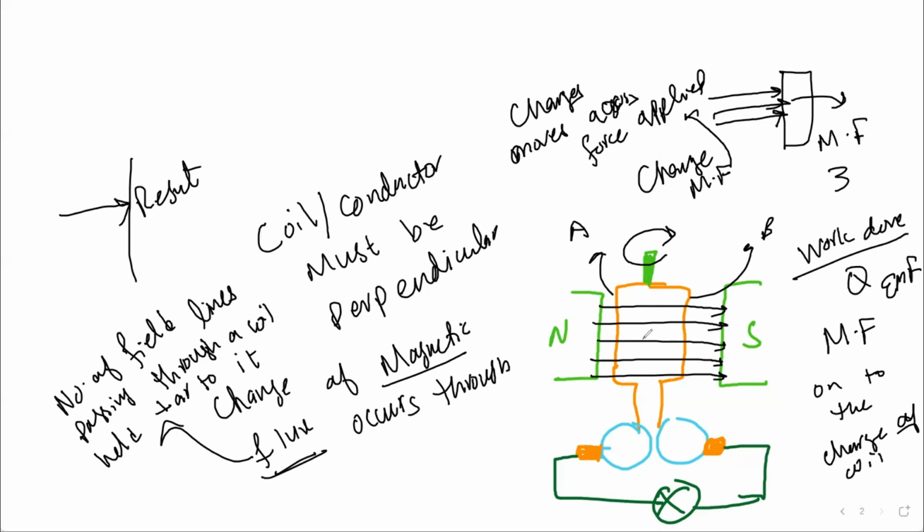So we mechanically rotated the coil of the generator across the magnetic field. Due to that mechanical movement, the number of field lines passing through this area changed, and work is done by the magnetic field on the charges of the coil, and this leads to the EMF. So what are the conditions that we need to keep in mind? The area should be perpendicular to the magnetic field.